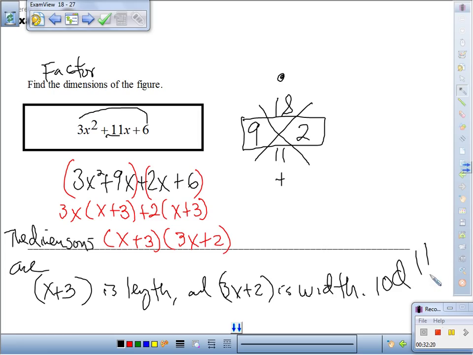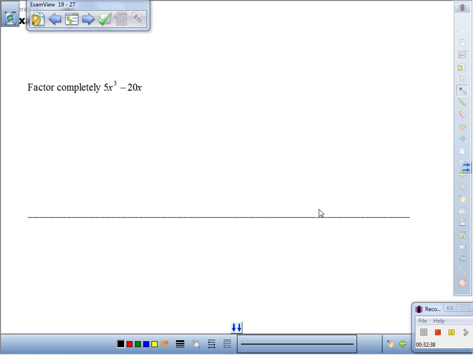10 cubed. Piece of cake? Okay, let's go to number 19. Man, these are easy. Too easy. There you go, 19. You zoom in.